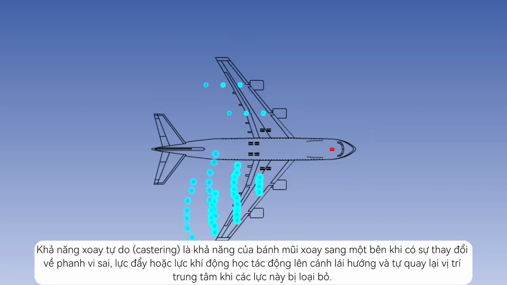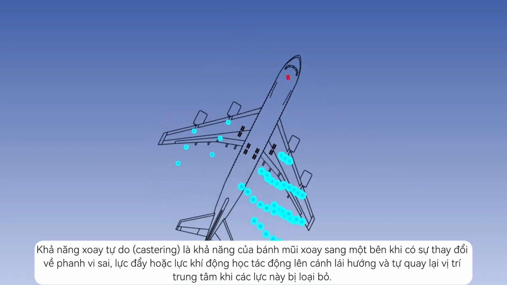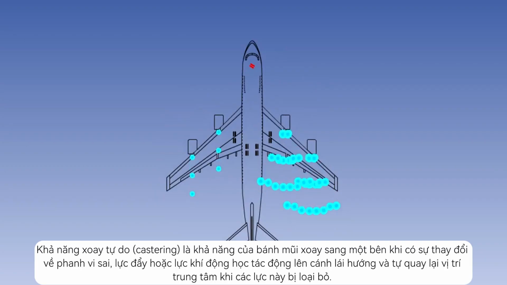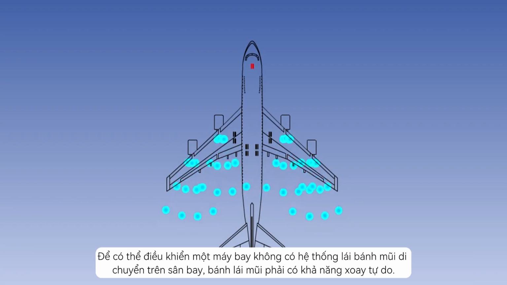Castering is the ability of the nose wheel to turn to either side in response to the results of differential braking, or thrust or aerodynamic forces on the rudder, and to return back to its central position when the forces are removed. To enable an aircraft without a nose wheel steering system to be maneuvered about the airfield, the nose wheel must caster freely.